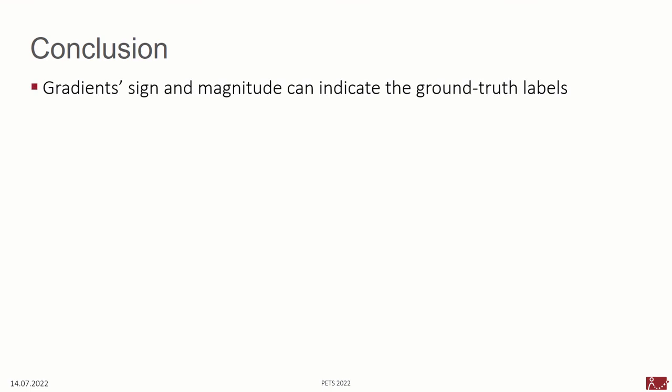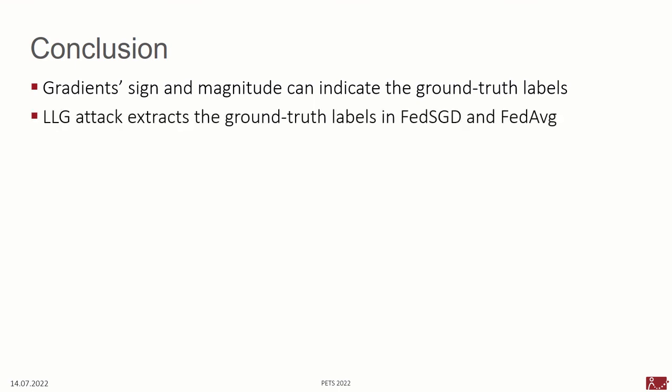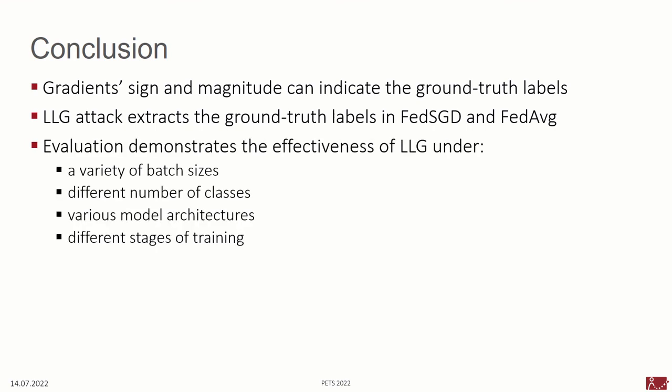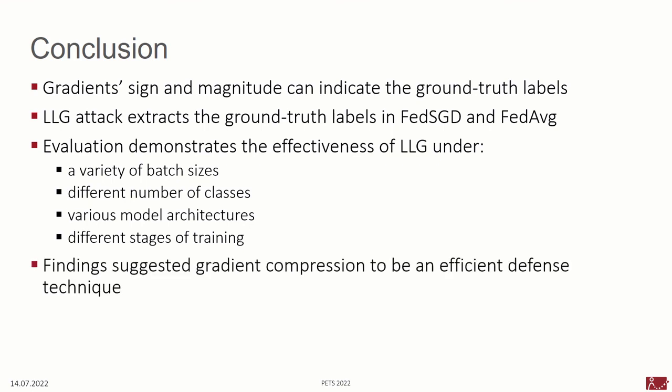By that, I would like to conclude my talk, where we showed that the gradient sign and magnitude can indicate the ground truth labels, and we proposed an attack to exploit these properties and extract these labels. Our evaluation showed that our attack is effective under different batch sizes, numbers of classes, model architectures, and also training stages. Our evaluation also suggests that gradient compression is an effective defense.